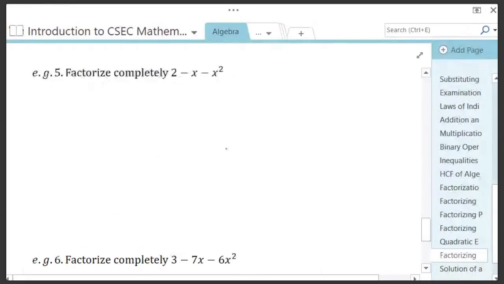So the principles remain the same, all right? Factors of AC whose sum is B, and you've chosen factors that will give you an even number of negative signs, all right?